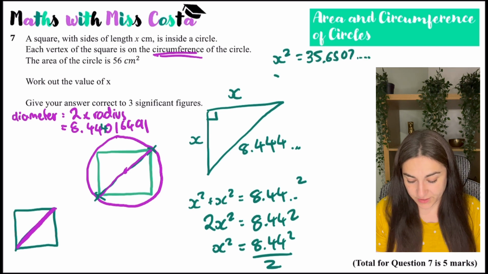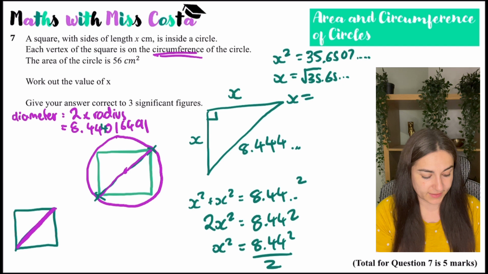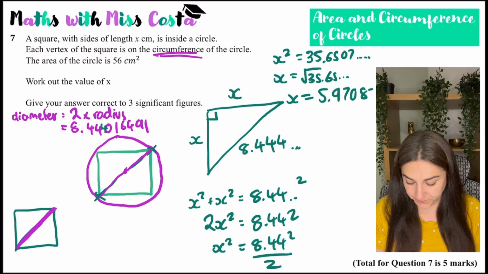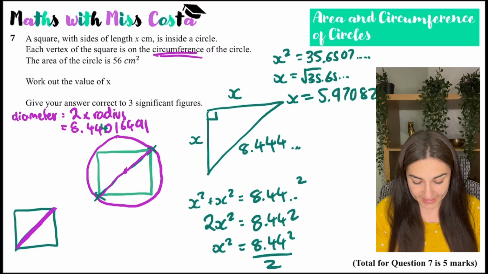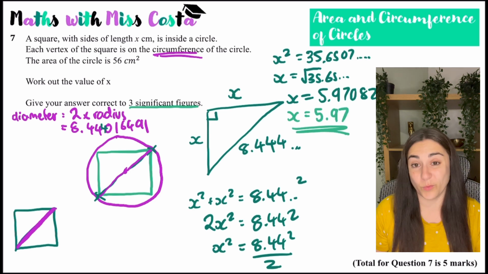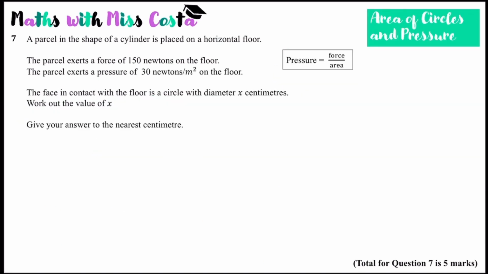35.6507. And to figure out what x is, I'm going to do the square root of that, and I just type in my square root of answer. So square root of answer is 5.9708 and so on, but it says give your answer to 3 significant figures, so x is going to be 5.97, and that would be what the side length of the square is.